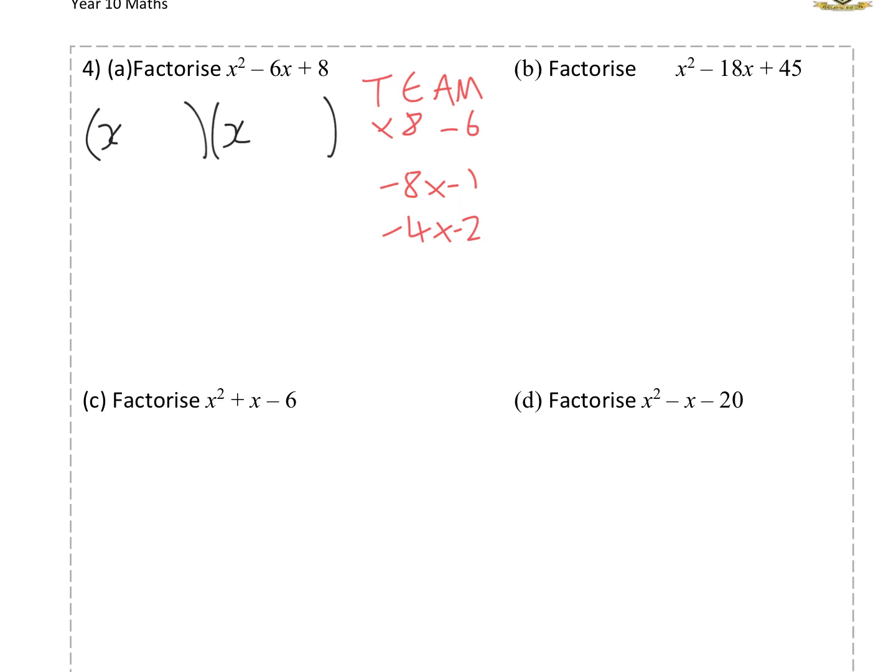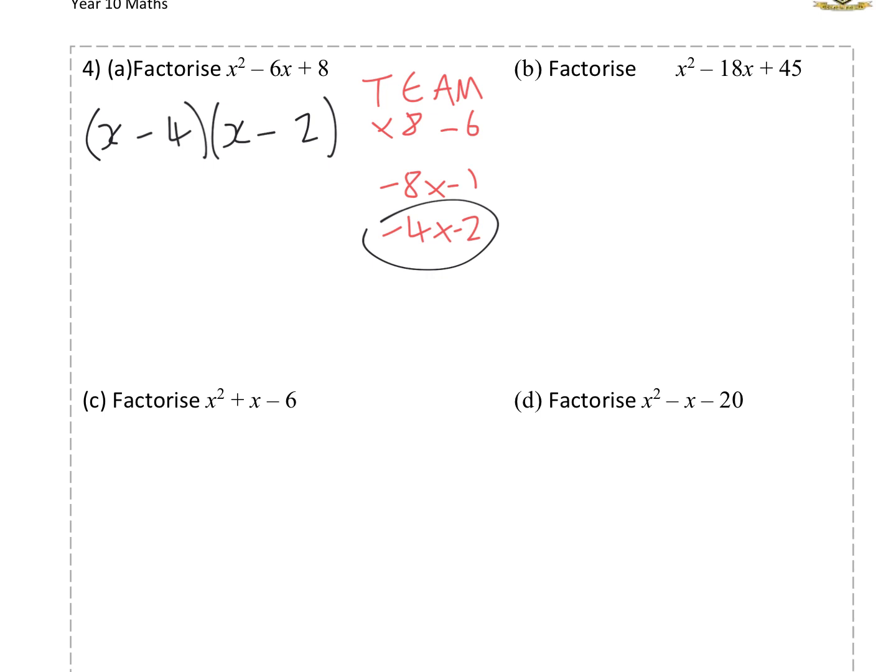Which two add to give minus 6? Well, minus 4 plus minus 2 would give minus 6. So I use the numbers minus 4 and minus 2. Always remember, you can expand these out to check if you've got it right or not.